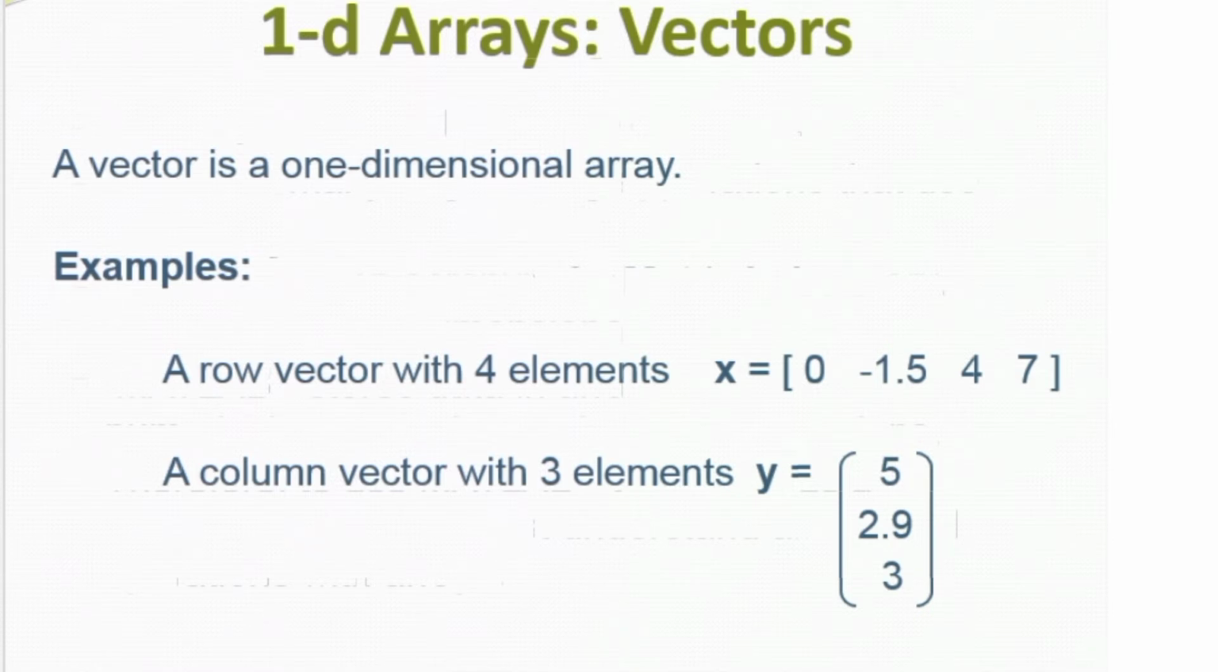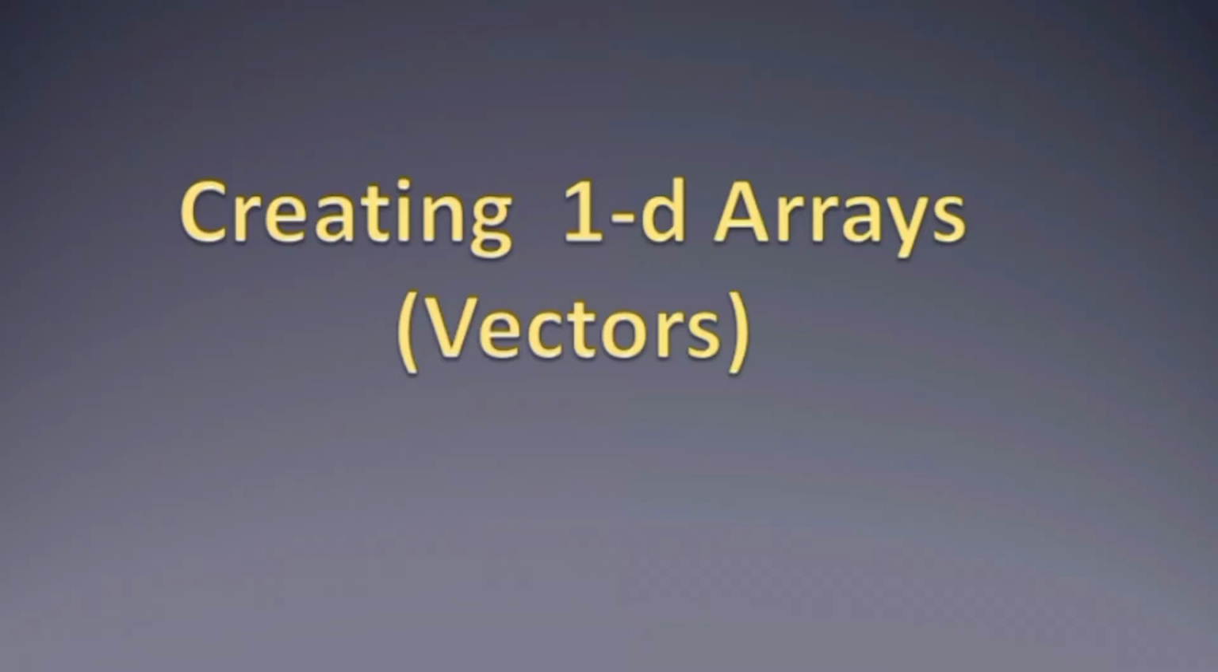Start off with one-dimensional arrays. A one-dimensional array is also called a vector, and some of you, depending on what you took in high school or in previous classes, may have actually heard of vectors. A vector is a one-dimensional array. Couple of examples: a row vector would just be a row of numbers. Column vector could just be a column of numbers. So how do we create a vector in Matlab?